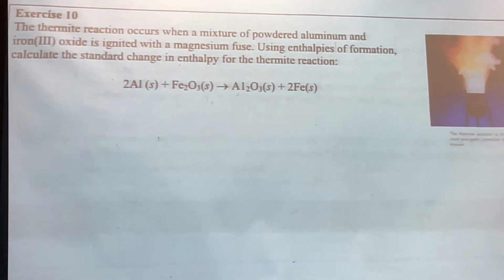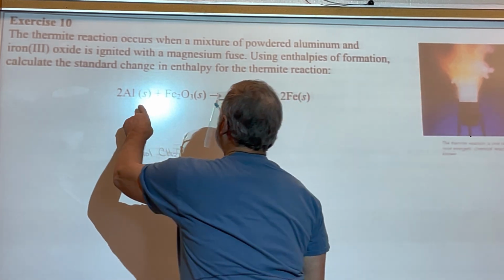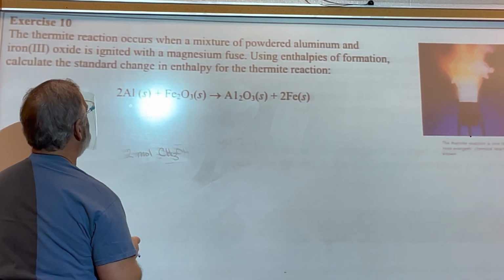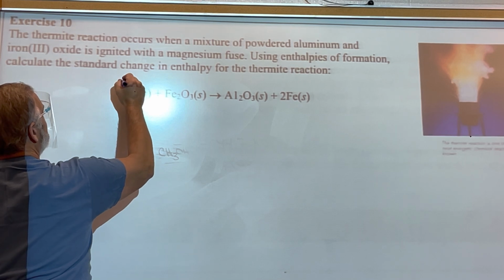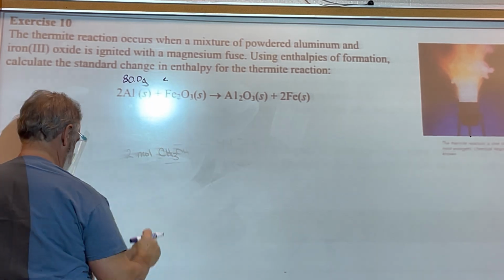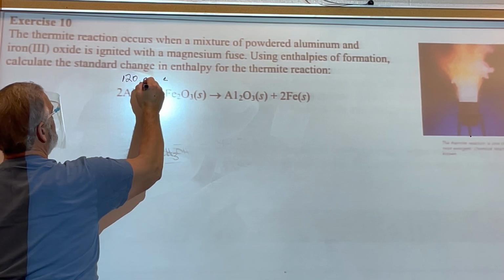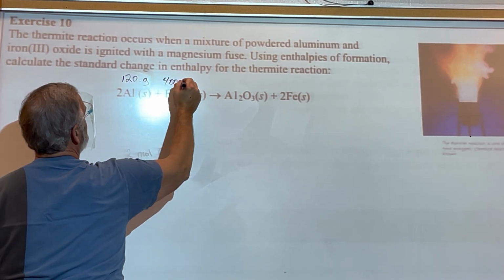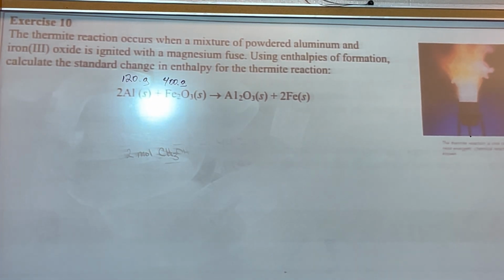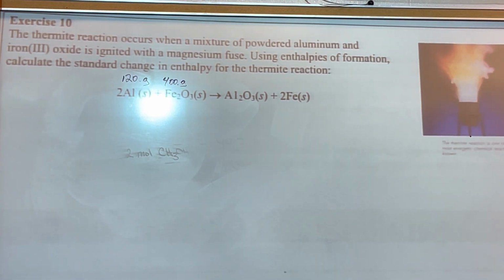Okay, so notice here's the reaction. Aluminum solid, and for us, we took 80 grams of this, and I took 120 grams of this. I upped it this year, and then 400 grams of this. Okay, so this problem says using the enthalpies of formation, calculate the standard change in enthalpy for thermite.